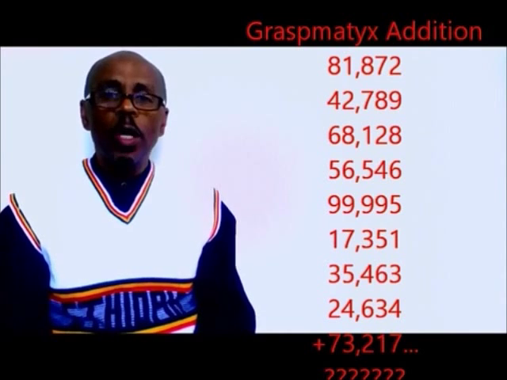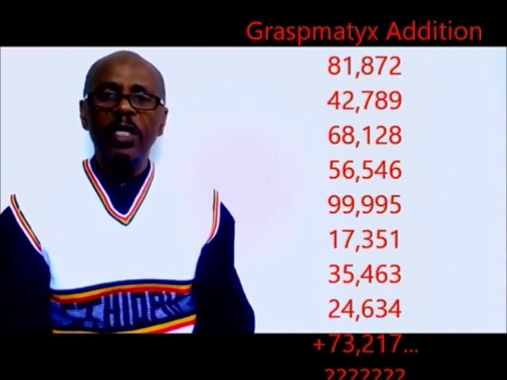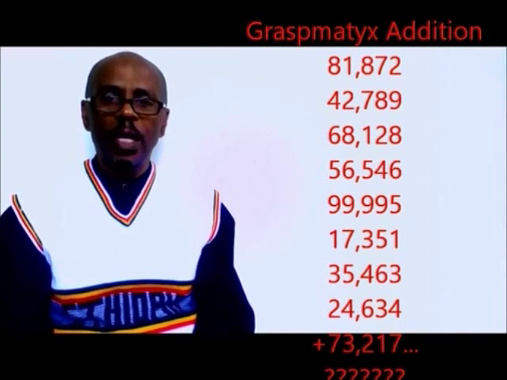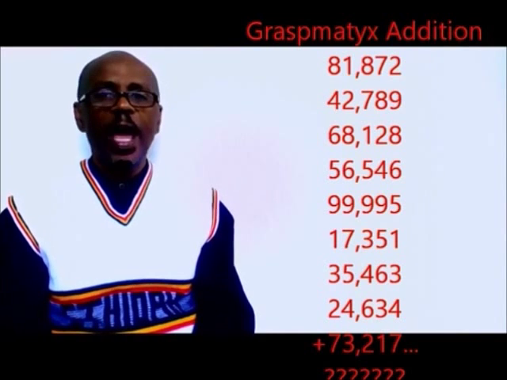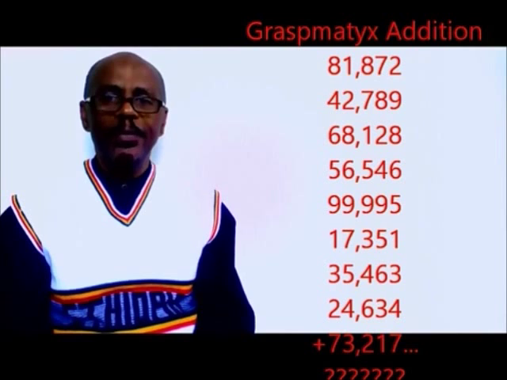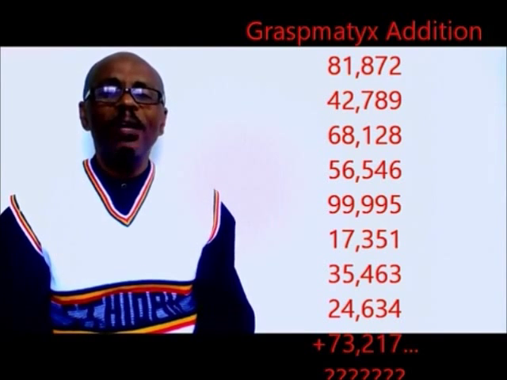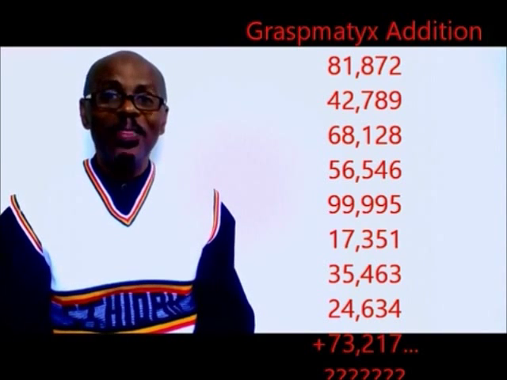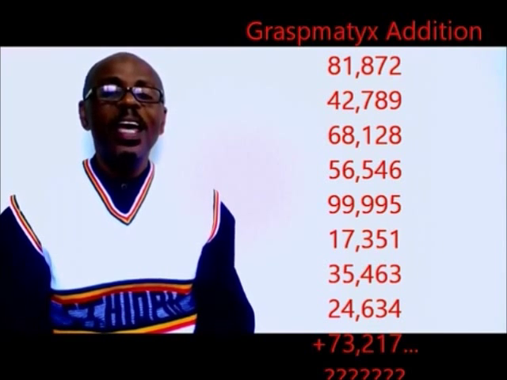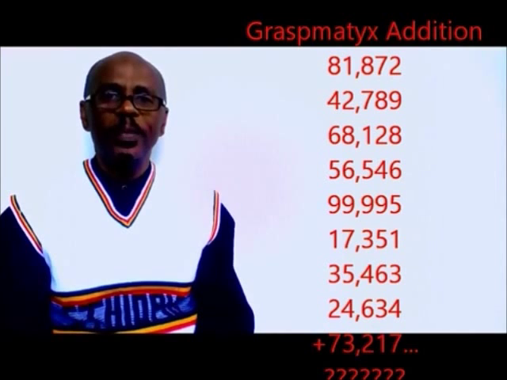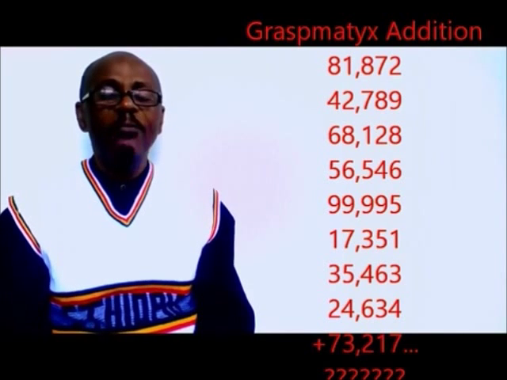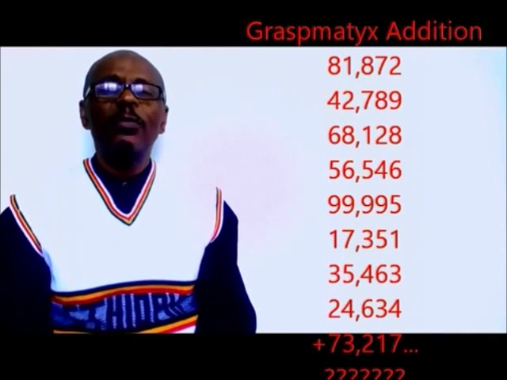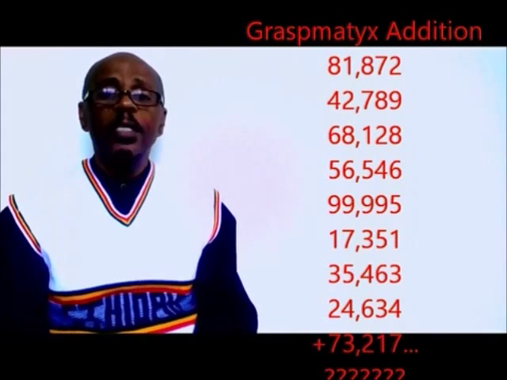First of all, the first one is 81,872 plus 42,789, then we have 68,128 plus 56,546 plus 99,995 plus 17,351 plus 35,463 plus 24,634, and finally, the last one I'll throw in there, which is 73,217. That's how you say the numbers in English.